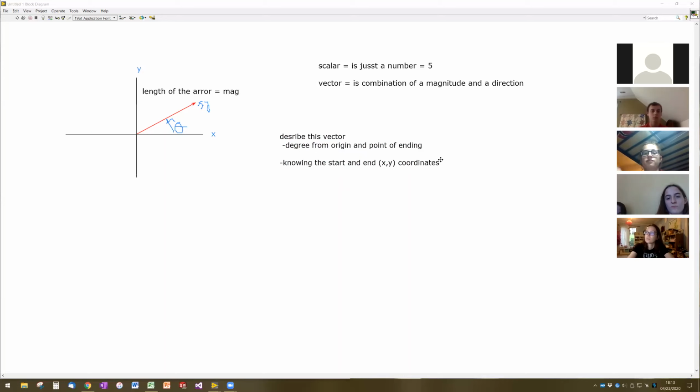And then the other way you could do it is you could define it as the degree from origin and the length. So you could also know that this is 5 inches long and 56 degrees in this direction. And that would also be another way to define that vector. Does that make sense to everyone? Are there any questions with that?